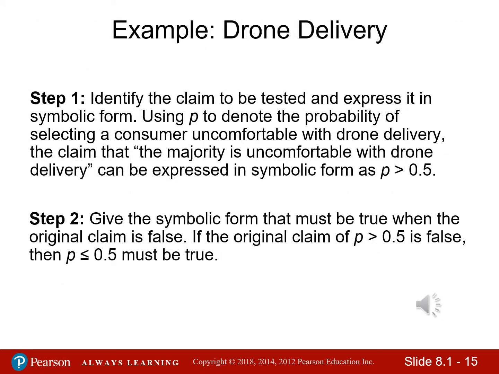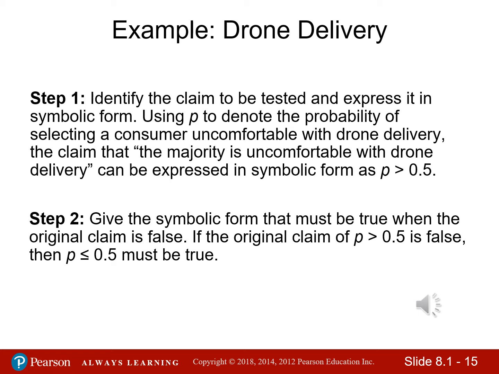Recall that our drone example states the following. 1,009 consumers were asked if they were comfortable with having drones deliver their purchases, and 54% of them responded with no. Using P to denote the proportion of consumers not comfortable with the drone deliveries, the majority claim is equivalent to the claim that the proportion is greater than half, or P is greater than 0.5. The expression P is greater than 0.5 is the symbolic form of the original claim.